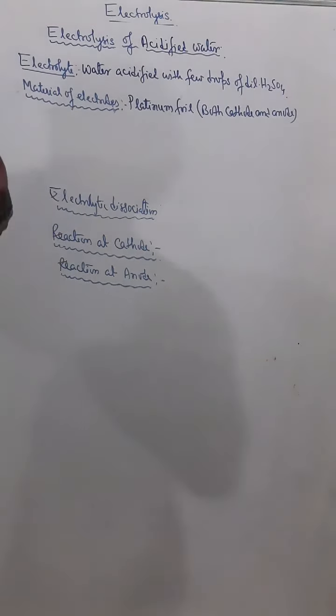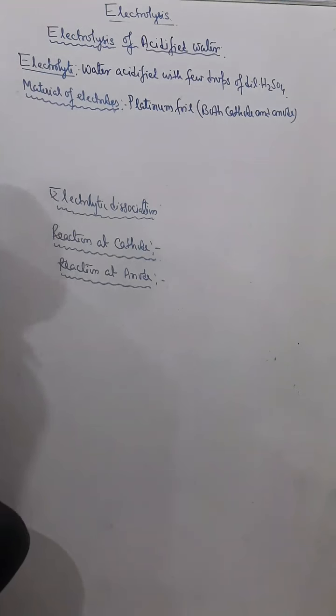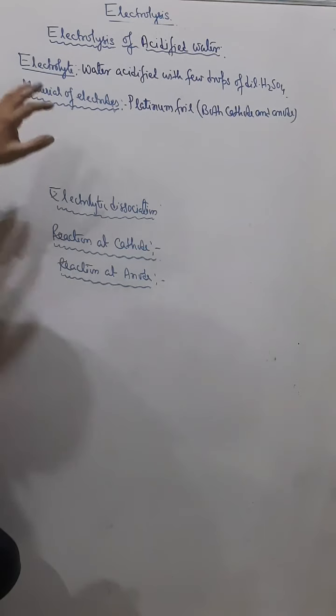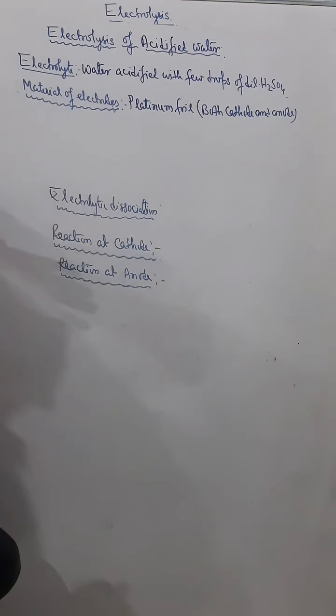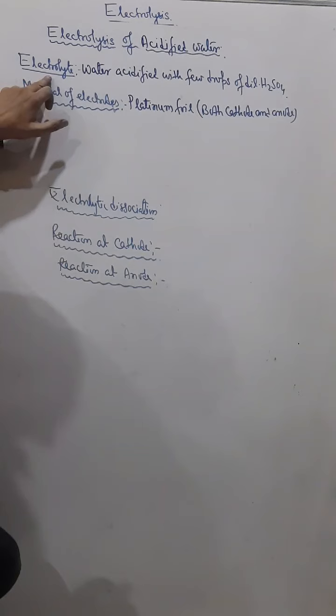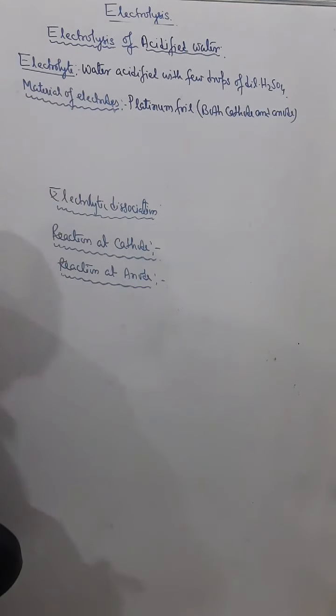Okay, now next is electrolysis of acidified water. Pure water is a bad conductor of electricity, so electrolysis cannot be done in pure water, and hence to make water a good conductor of electricity, we add a few drops of sulfuric acid. So the electrolyte here is water acidified with a few drops of dilute sulfuric acid. Material of electrodes is platinum foil, both cathode and anode.